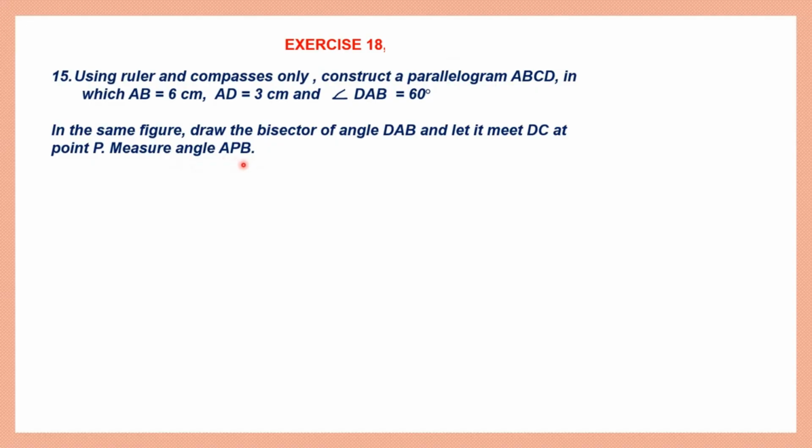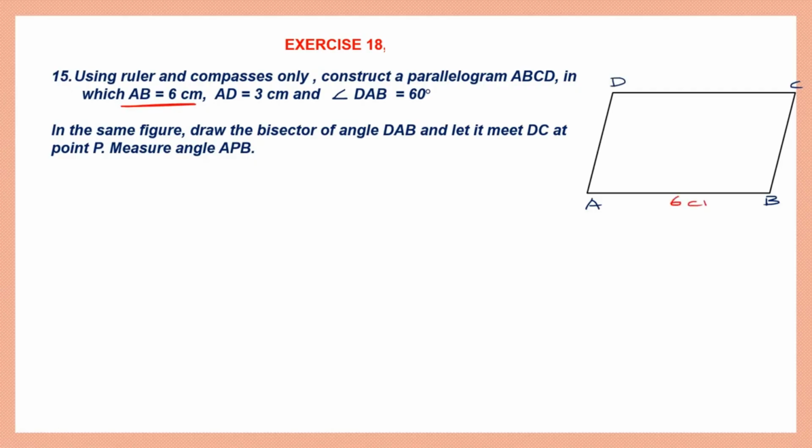Now let's draw a rough figure to understand this better. So we have a parallelogram, let's name it A, B, C and D. Now what is given to us in the question? AB is 6 centimeters. So let's mark that in the rough figure. So this is 6 centimeters. And we know that opposite sides of a parallelogram are equal. That means this is also 6 centimeters.